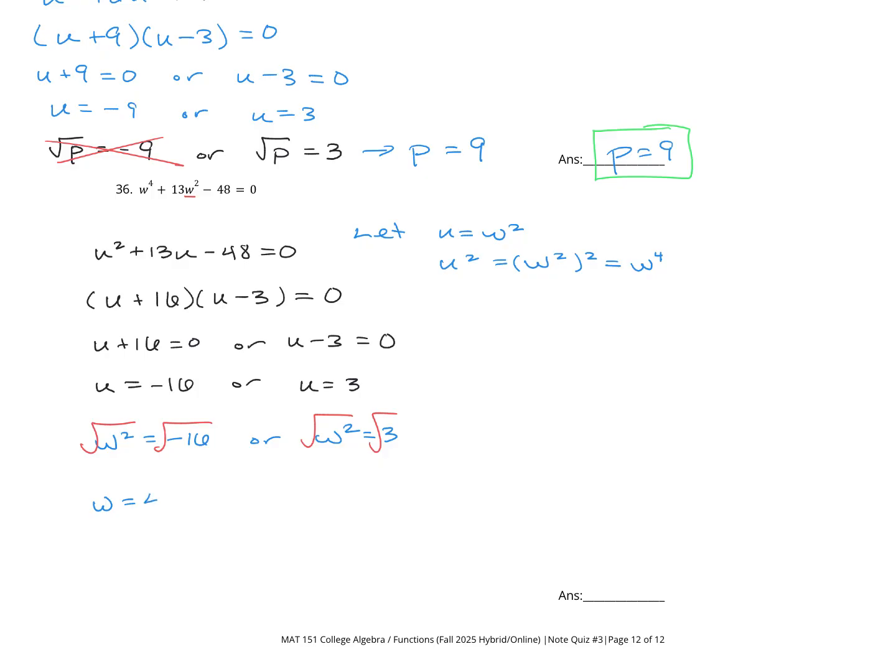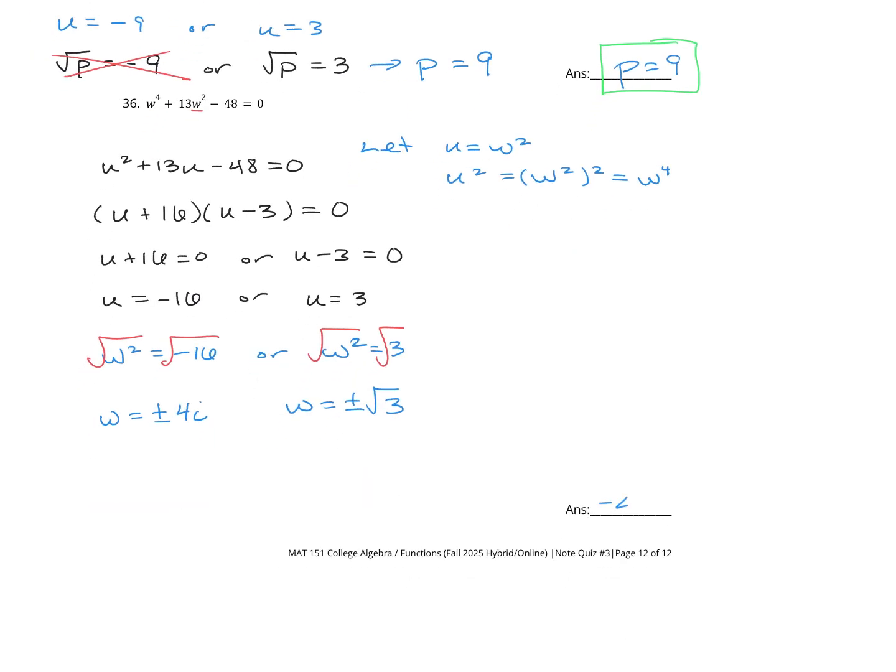Don't forget that very important plus or minus. Remember, when you square root both sides, plus or minus goes on. So again, square root of 16 is 4, square root of negative 1 is i. Over here, square root of 3 does not simplify, so you just get plus or minus the square root of 3. So your four solutions are negative 4i, 4i, negative square root 3, and positive square root 3.